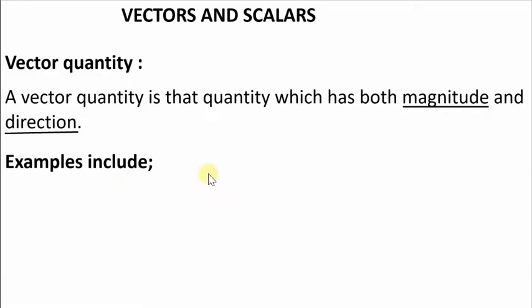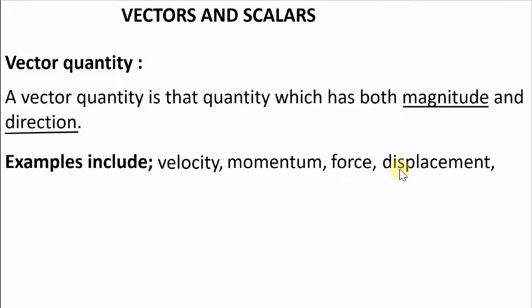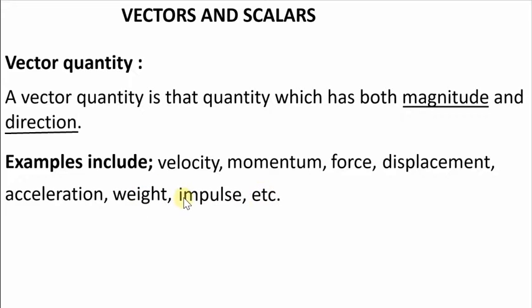Examples include a quantity like velocity, which is an example of a vector quantity. A quantity like momentum is an example of a vector quantity. And then we have force, displacement, then acceleration, then also weight, then impulse, etc. These quantities are examples of vector quantities because whenever you are describing them, you need to talk of the size and also the direction.